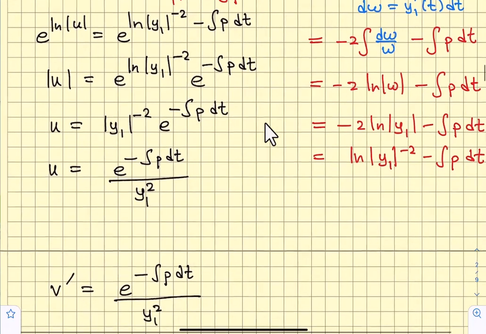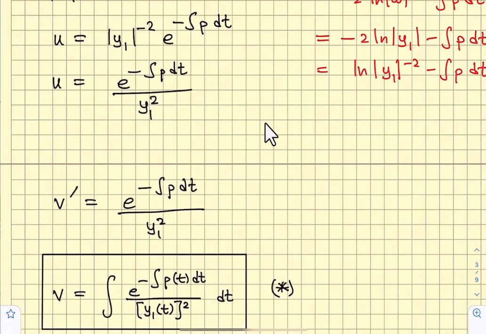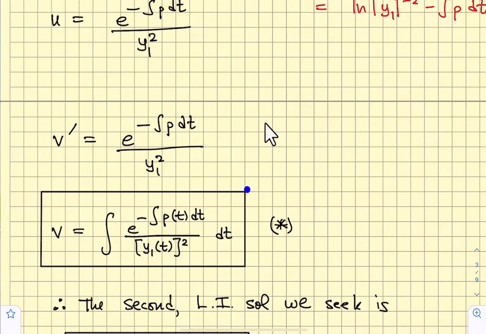But remember, we were wanting v, not u. So u was just v prime. So v prime is equal to this. And now we will get what we wanted, because if we want to find v, we just need to anti-differentiate both sides of this. And notice what we've found here.